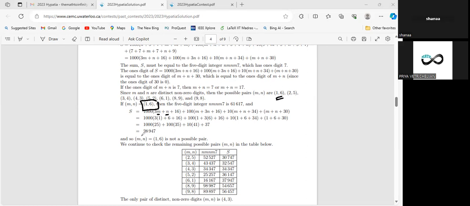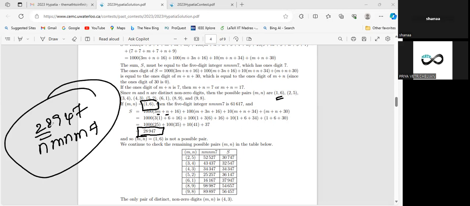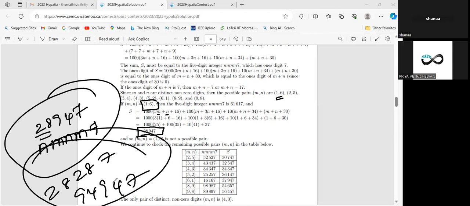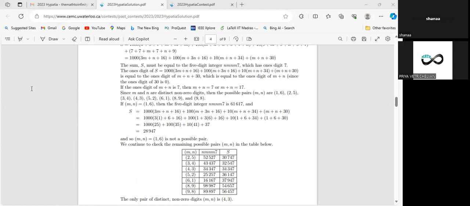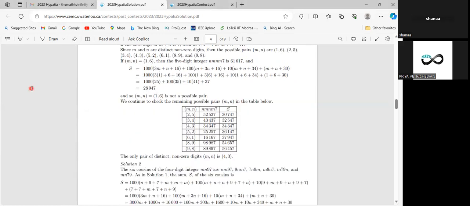So you are getting 2, 8, 9, 4, 7. You have to check whether it is in the form of N, M, N, M, 7. If it is correct, then it should look like 28287 or 94947. We don't have either. So it's supposed to be the other pairs.